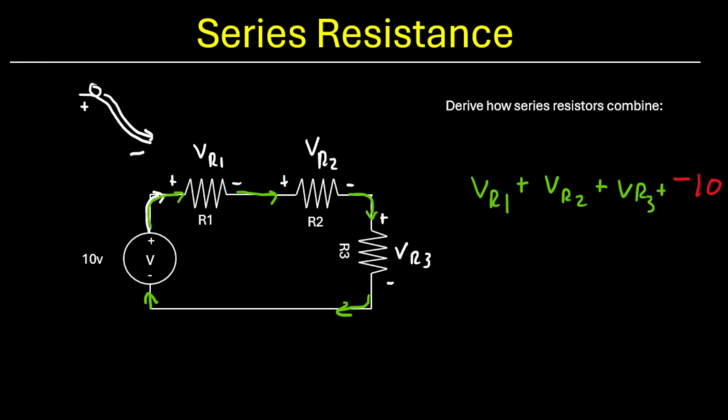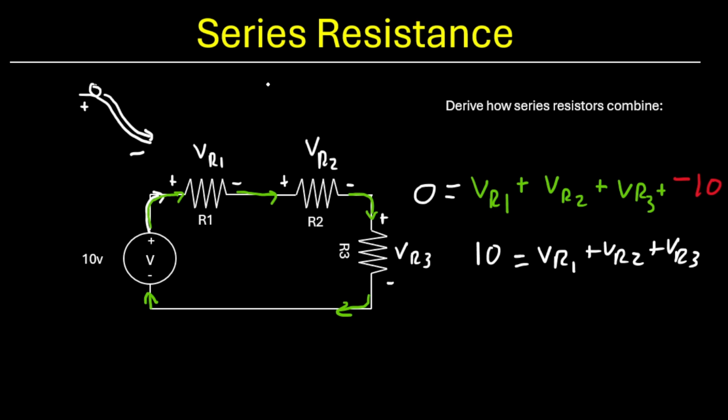And again, this is all equal to 0, sorry. So now we add 10 to both sides. We get 10 equals VR1 plus VR2 plus VR3.